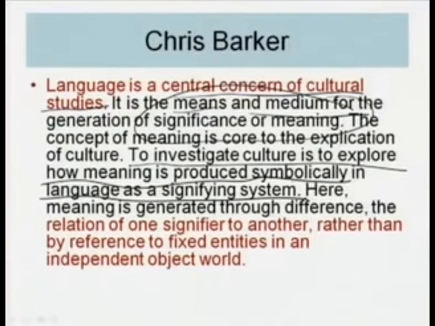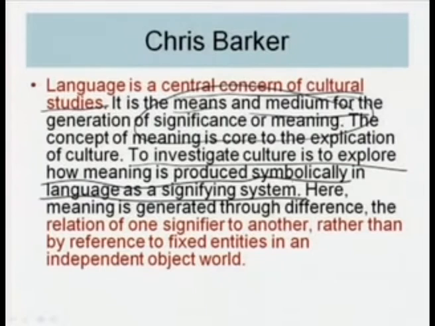So, to investigate culture, what is culture again? Our ordinary practices, our everyday, day-to-day practices, right. So, to investigate culture using a cultural studies methodology entails this: to explore how meaning is produced symbolically in language as a signifying system. Here meaning is generated through difference, the relation of one signifier to another, rather than by reference to fixed entities in an independent object world.